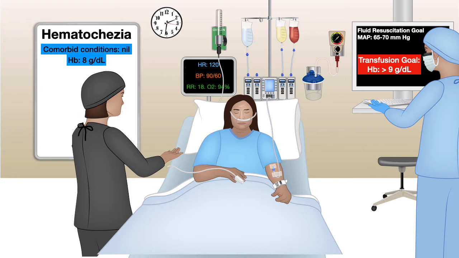So we talked about healthy person, hemodynamically stable, bleed stopped, good hemoglobin, no transfusion. Healthy person, no comorbid conditions, severe bleed, transfuse, especially if it's ongoing bleeding. So let us look at another scenario.